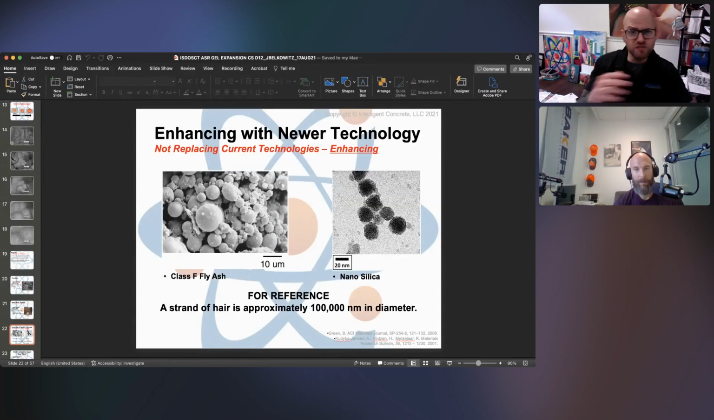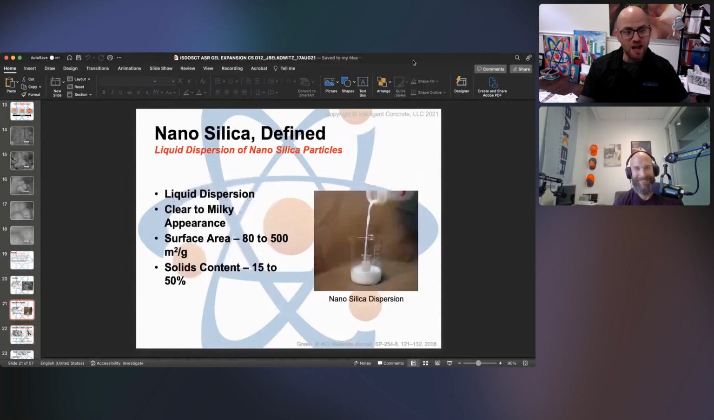It's going to be beautifully suspended in water. And BTW, which is what the kids are saying nowadays, it's by the way. BTW, save some time. It's a liquid dispersion, right?